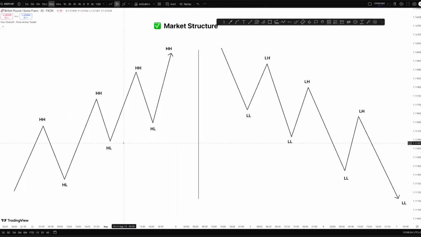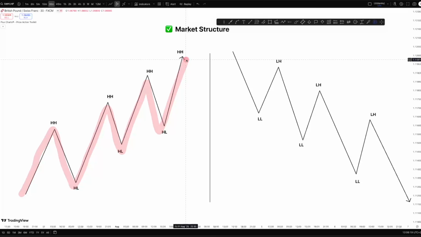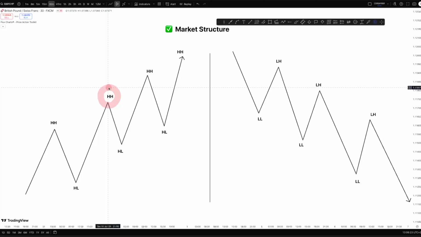So market structure basically is when the market is moving to the upside or to the downside. But obviously when the market is moving to the upside, it's going to move high and low, high and low, high and low, high and low. So a higher high is when the market is higher than the previous high. You can clearly see it here that we have a higher high, which is higher than this one here.